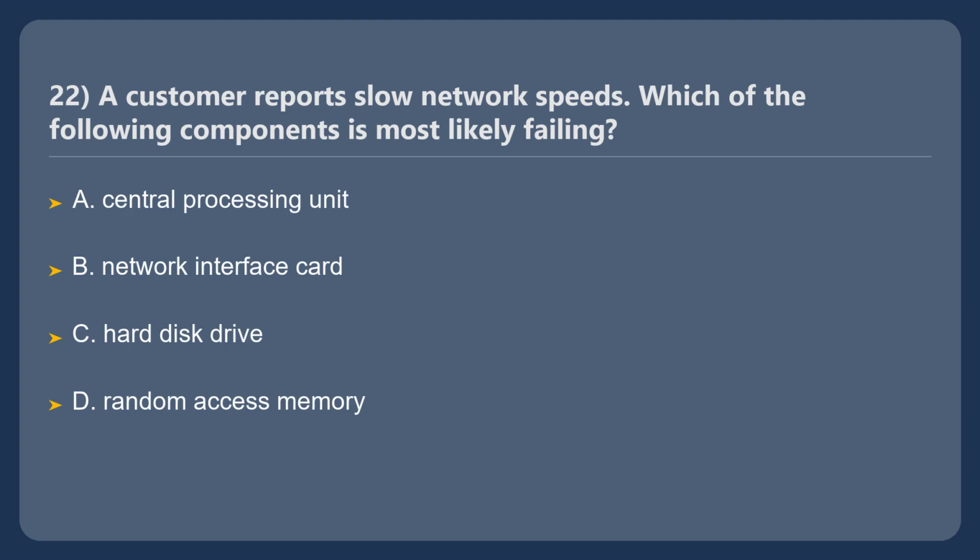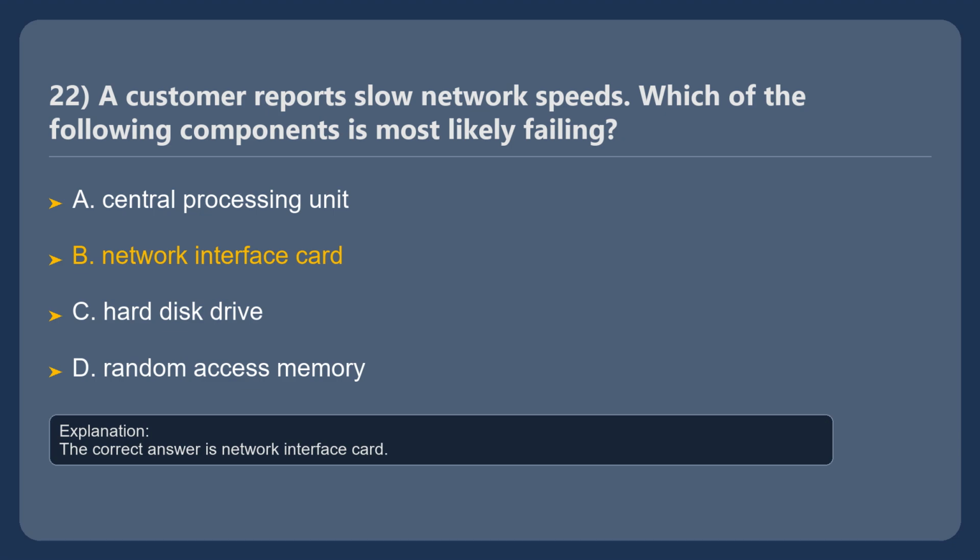Question 22. A customer reports slow network speeds. Which of the following components is most likely failing? Option A, central processing unit. Option B, network interface card. Option C, hard disk drive. Option D, random access memory. The correct answer is option B, network interface card.